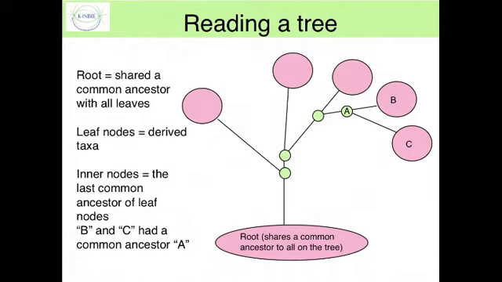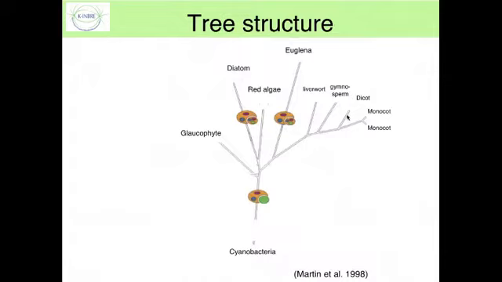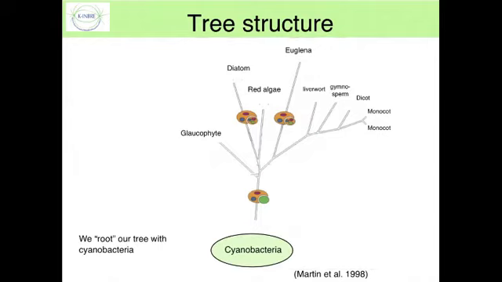Internal to those leaf nodes, we have internodes. These internodes represent the last common ancestor between any two leaf nodes. So they would represent the last common ancestor between, say for example, two higher primates, which might be something more like what we see today as a lemur. Taking a look back at Martin et al.'s tree, our tree is rooted with cyanobacteria, which makes sense because we think that cyanobacteria, or primitive cyanobacteria, was originally phagocytized during a primary endosymbiotic event.